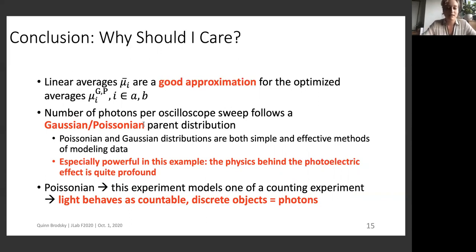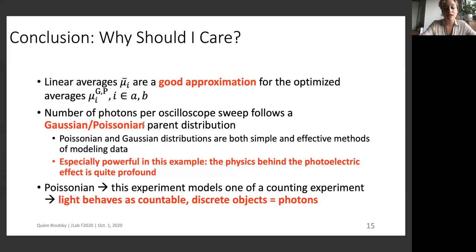And the Gaussian and Poissonian fits also imply that the number of photons per oscilloscope sweep of the PMT follows the parent distribution of a Gaussian or Poissonian distribution. And this is useful because Gaussians and Poissonians are simple and effective methods of modeling data. And it's especially powerful in this example, given that the physics behind the photoelectric effect has really profound conclusions.